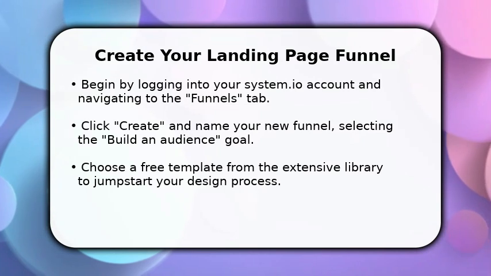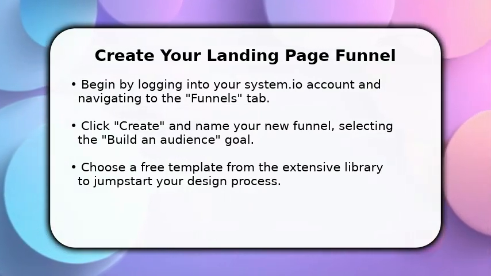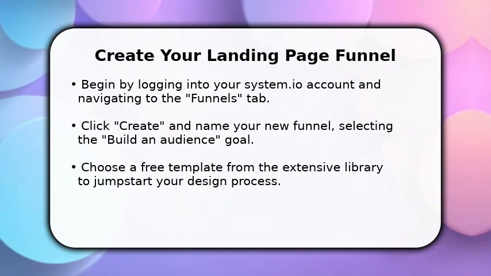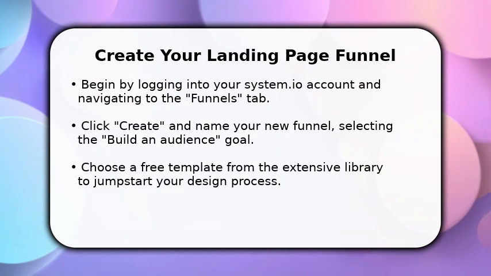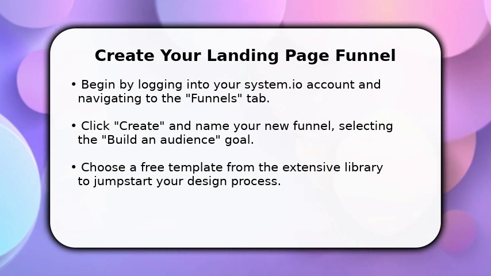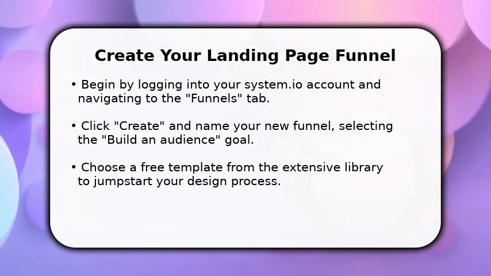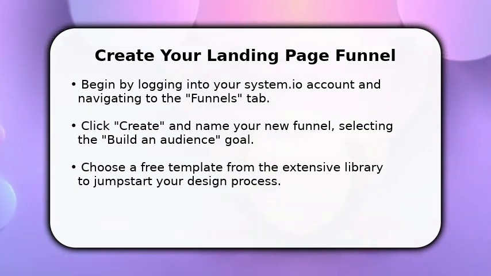In this video, I will show how to make a landing page on System.io. First, log into your System.io account. Then, navigate to the Funnels tab on the left-hand menu. Click the Create button and give your funnel a clear, descriptive name. Make sure to select the Build an Audience goal for your landing page. Finally, choose one of the many free templates available to give your page a professional starting point. This initial setup takes just a few moments.